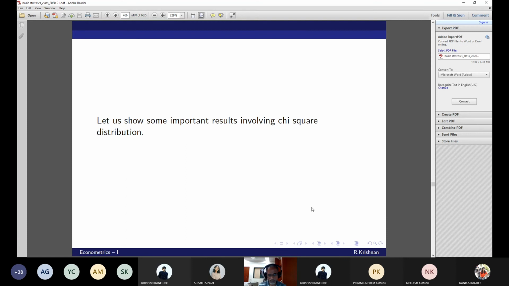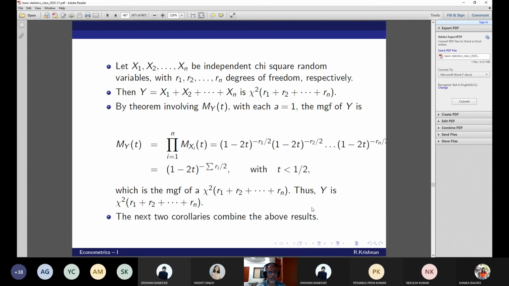Let's show some important results involving chi-square random variables. Let X1, X2, ..., Xn be independent chi-square random variables with r1, r2, ..., rn degrees of freedom respectively. What will be the distribution of Y, the sum of X1 to Xn? It is simply chi-square with r1 plus r2 plus ... plus rn degrees of freedom. By the theorem involving MGFs with each a equal to 1, the MGF of Y is this, with the last exponent minus rn by 2. This is the MGF of a chi-square with r1 plus r2 plus ... plus rn degrees of freedom.